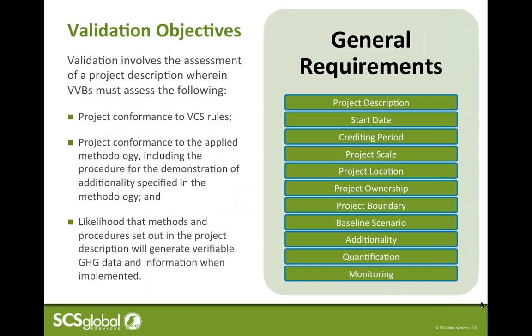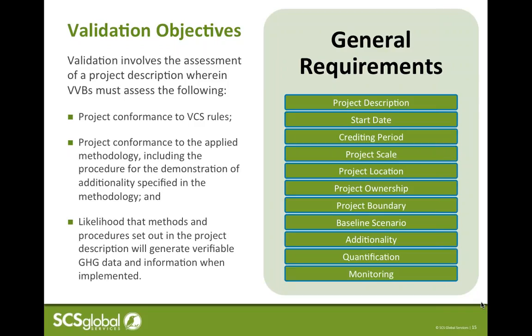Next. Now, if we dive a little bit deeper into the requirements of project validation, a validation verification body must assess the following issues that are listed on the left side of your screen here in the slide. First is conformance to the VCS rules. Conformance to the applied methodology, including the procedure for the demonstration of additionality, and also the likelihood that the methods and procedures set out in the project description will generate verifiable greenhouse gas data when the project is finally implemented.